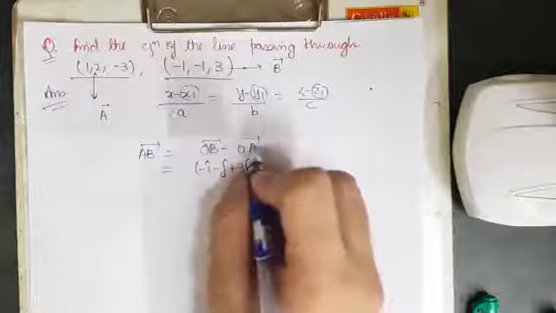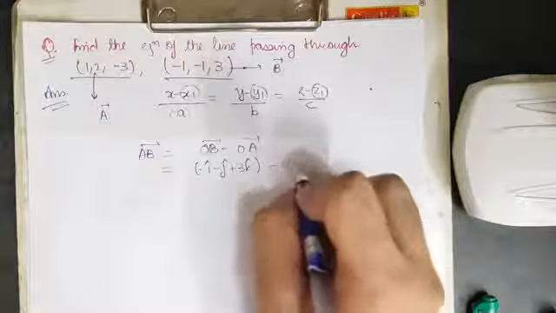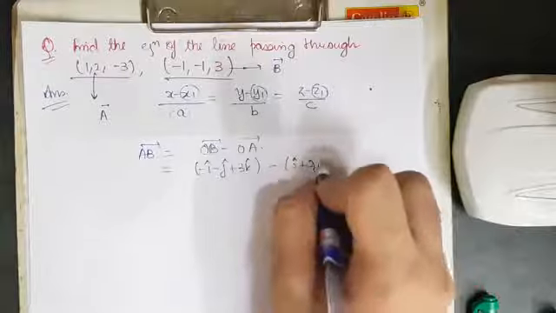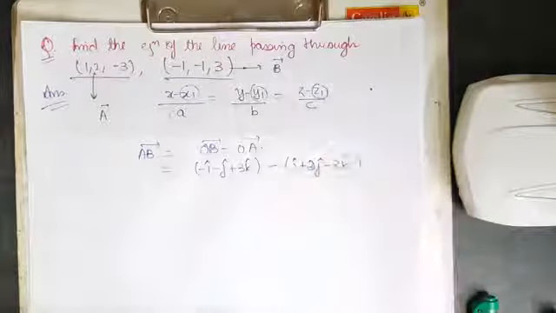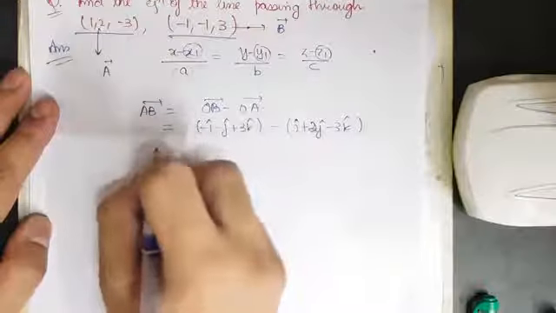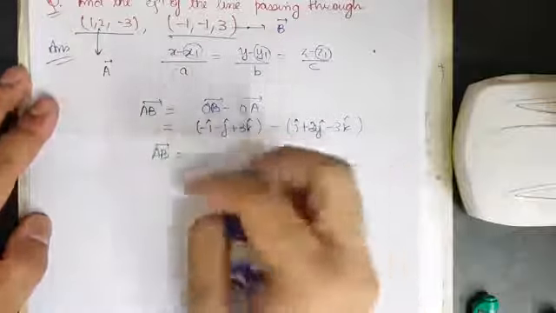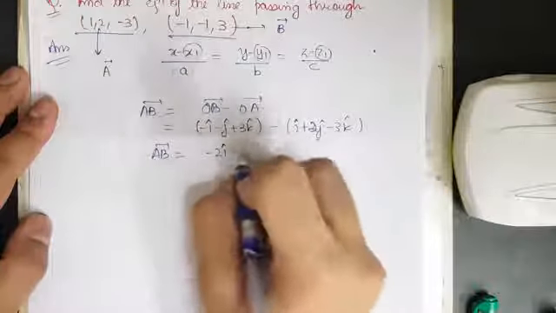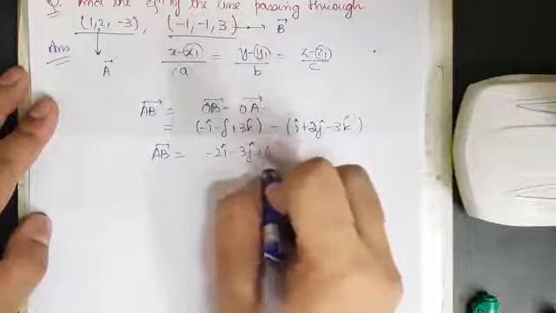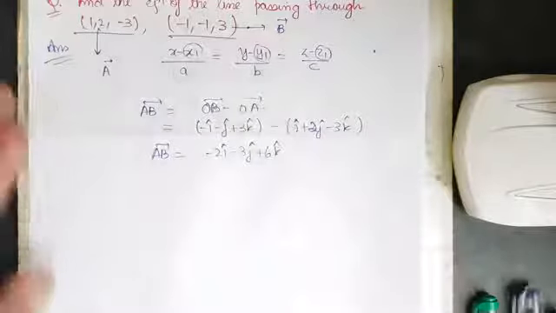Now what is the OA vector from here? You can see it will be equal to i bar plus 2j bar minus 3k bar. Okay, so subtracting these, the AB vector will be equal to minus 2i bar minus 3j bar plus 6k bar. So we have got the AB vector.